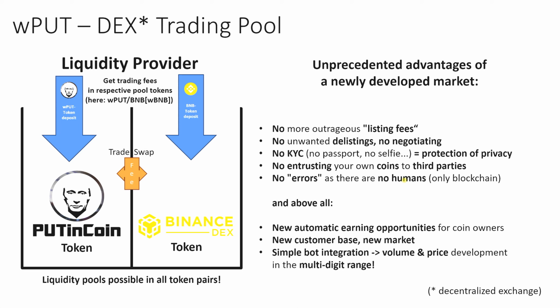The big advantages of this construction are that there are no more outrageous listing fees, no unwanted delistings and no negotiations with third parties, no KYC, so you don't need to provide a passport or a selfie of your beautiful face, and your privacy is protected 100%. You don't need to entrust your own coins or tokens to third parties and trust them to keep them well. And no human errors are possible on the blockchain because it's a computer system.